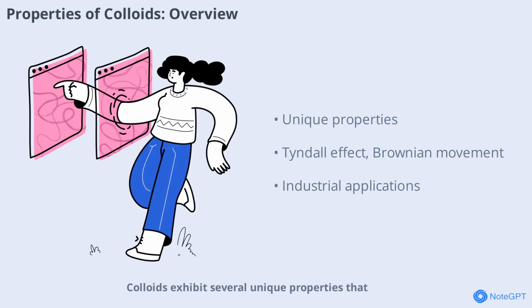Colloids exhibit several unique properties that distinguish them from true solutions and suspensions. These include the Tyndall effect, Brownian movement, electrophoresis, and coagulation. These properties arise due to the size and behavior of colloidal particles. Understanding these properties is crucial for applications in medicine, industry, and environmental science. Let's start by exploring the Tyndall effect, a phenomenon that makes colloids visually distinctive.